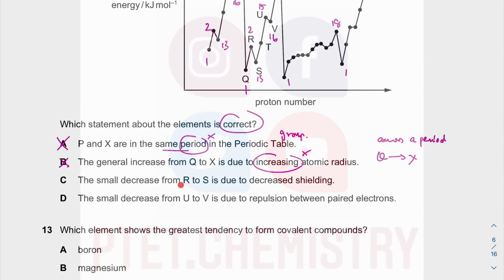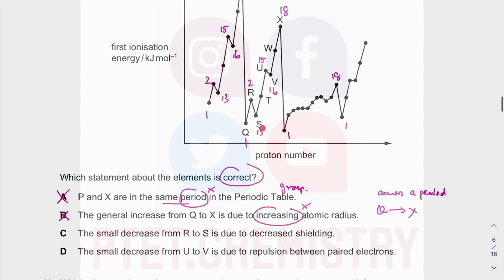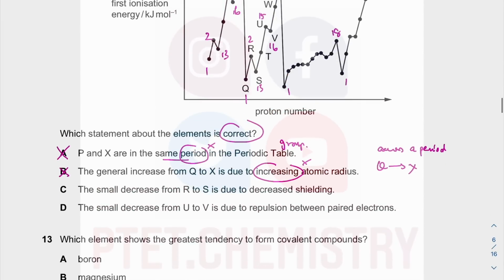The small decrease from R to S, R is 2 and S is 13. So this is group 2 and group 13, all right? It's due to decreased shielding. You fill in P subshell, whereas here you only remove from the S subshell. So we don't talk about the shielding there, about being decreased. We're talking about being increased. That's why it's easier to remove the electron from here, because they are more shielded. So decrease is incorrect there, which means D must be the only correct answer.